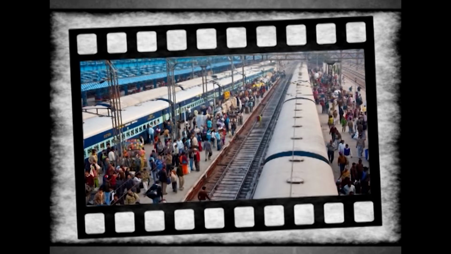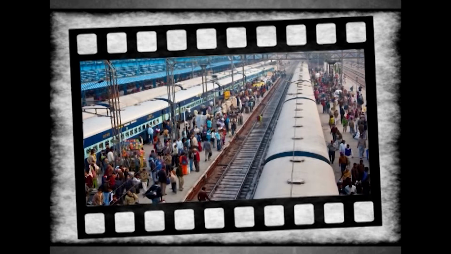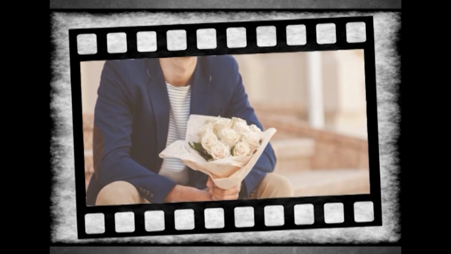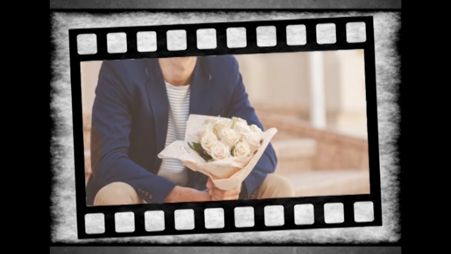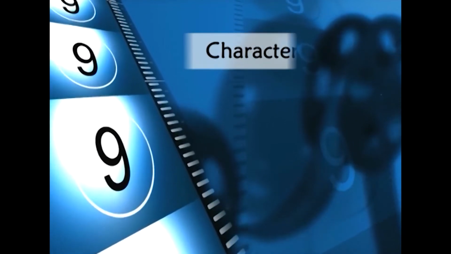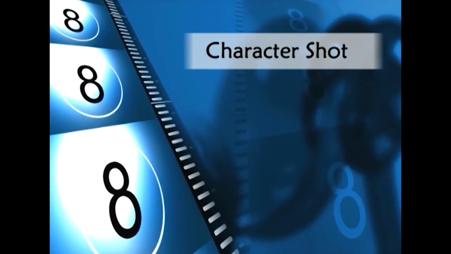Like this, once the background is set, the next scene can cut to the main character who may be waiting for the train or gets down from the train. Along with establishing the scene, it may tell us a little story as well. For example, the character in the railway station may be holding a flower bouquet in his hand, which tells us that he is waiting to welcome someone beloved. Next, we will see character shots.